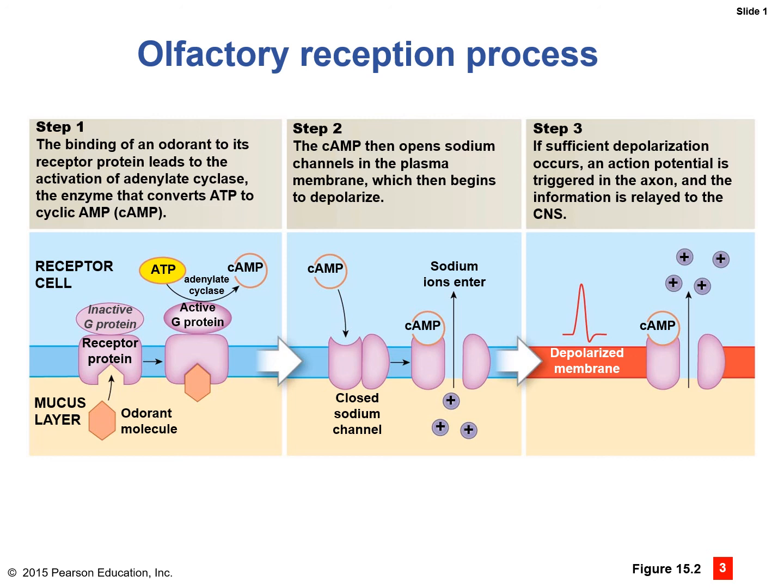In this case, cAMP, cyclic AMP, is going to bind to a sodium channel that is closed. By binding to this channel, it will thereby open it, allowing sodium ions to go into the cell. Remember that allowing sodium ions to rush into the cell will cause it to become more positive, thus depolarizing. If sufficient depolarizing occurs, if enough of these sodium channels are open, then we actually generate a full action potential, and that will activate the cranial nerve, thus allowing us to interpret smell.